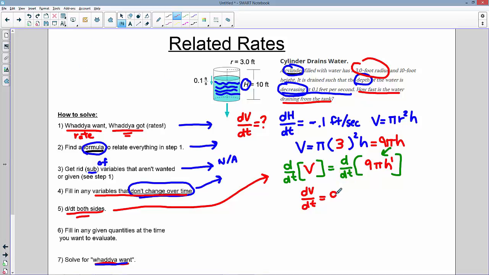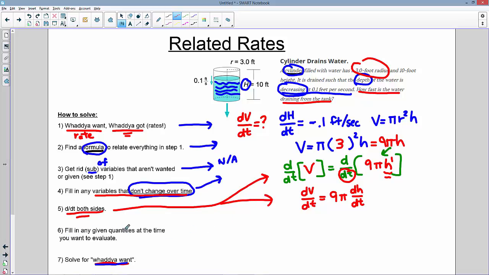So it's going to be 9 pi, 1 h to the 0, so that's gone, it's just 1, times the derivative of this h with respect to t, so it's dh/dt. So basically every variable is going to have some rate here. If it's not a constant like r was, it's going to have some rate, dh/dt, dV/dt, right? So you're never going to have a t in this formula so that you have a dt/dt. You're not going to get that. Okay, so we're done with step 5.